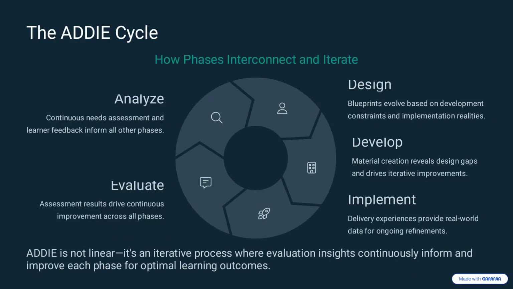The next is the design phase. The blueprint evolves based on development constraints and implementation realities. The next is development. Material creation reveals design gaps and drives iterative improvement. The next is implementation. Delivery experiences provide real world data for ongoing refinement. The last is evaluate. Assessment results drive continuous improvement across all phases.